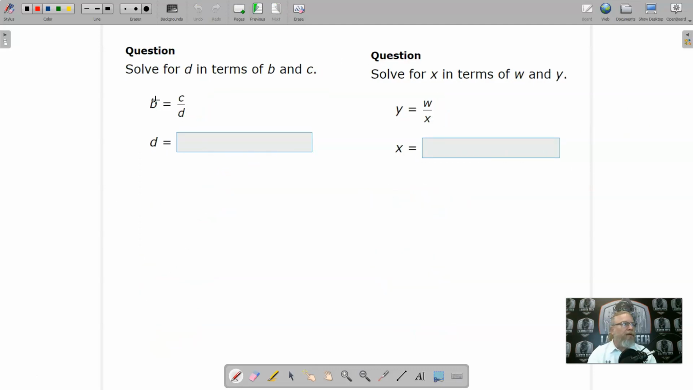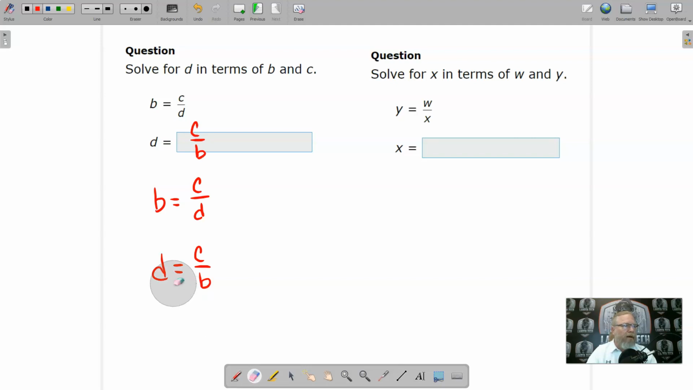Final two examples. Solve for D in terms of B and C. So I have B equals C over D. Well, in this case, they want me to solve for what is presently the denominator. So I know I can rewrite this and then just switch the D and the B. So D equals C over B.